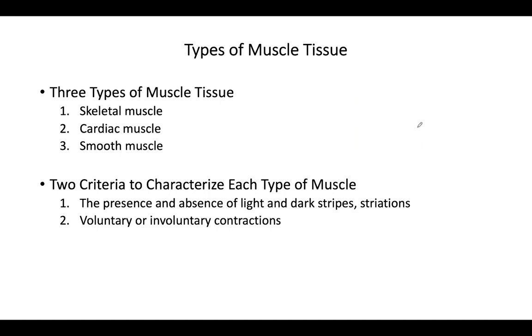There are 3 types of muscle tissue: skeletal, cardiac, and smooth muscle. You already studied this in the lab. When you classify the 3 types of muscle tissue, you need to think about 2 criteria. One is striation: you need to look at whether this muscle tissue has striation or not. The second criterion is the mode of contraction. Does this muscle tissue move voluntarily or involuntarily? These 2 criteria clearly categorize the 3 types of muscle tissue.